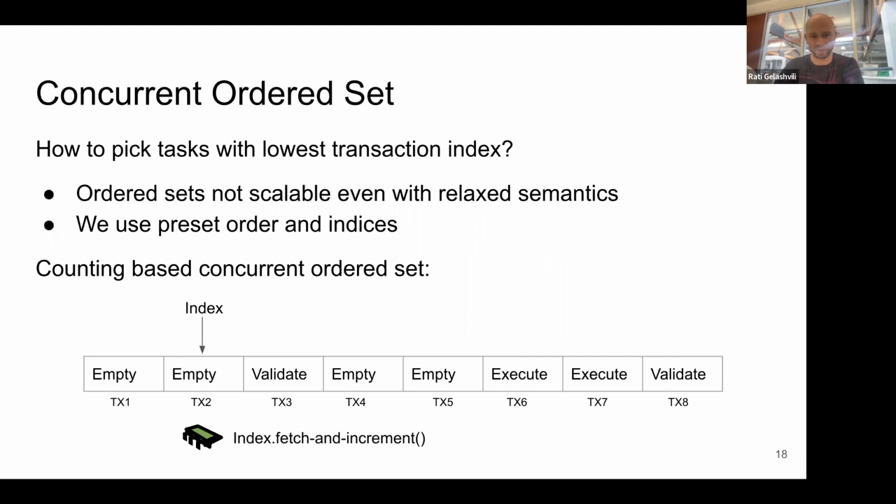So the thread does fetch and increment, goes here, and realizes that for transaction 3, it needs to be validated right now. Then we'll take a validation task, swap out the status, basically. Okay, I took the validation task, so nobody else needs to; I'll do this. And yeah, actually, basically, this is it.